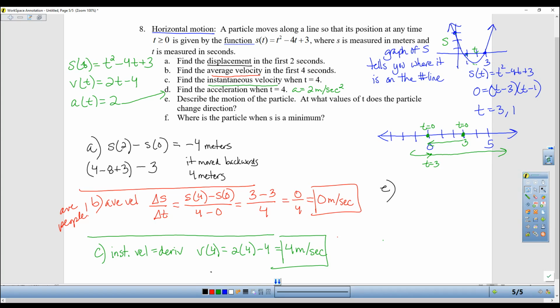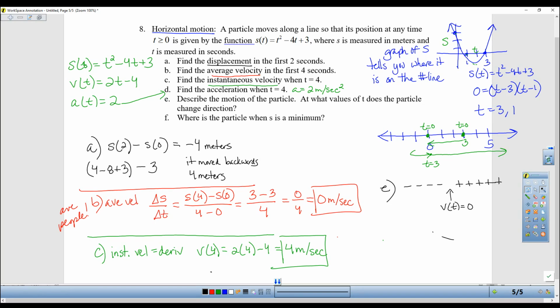Describe the motion of the particle. I actually tried to do this in the beginning, but we left out a key element. We knew it was going backwards, and then we knew it was going forward again because we looked at the graph and we tried to compare it. This specifically says, at what value of t does the particle change direction? So here's a key concept I want you to understand. If something has a negative velocity and then it has a positive velocity, what must have happened right there? Its velocity must have been 0.